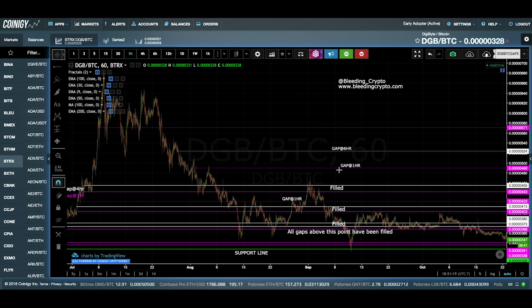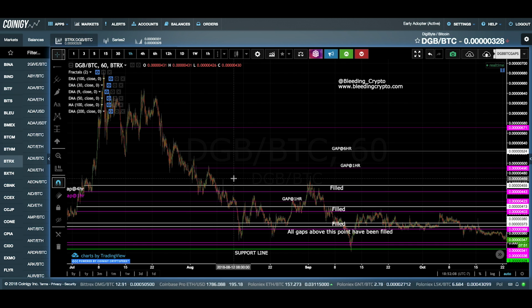Now, another way of looking at gaps. Let me start over. There are two different ways that a gap can get filled. One of them is when you're looking at the USDT chart and you have the USD value of a coin and the gap is below the existing price action. So you know that when the price comes down, it's going to fill those gaps.